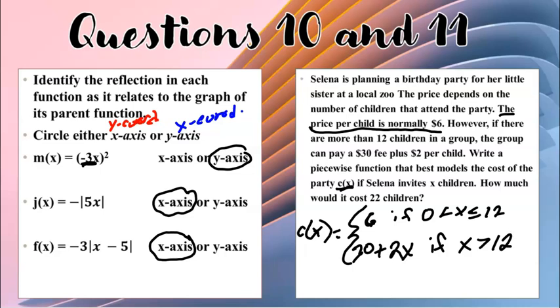Now we can use one of these functions to answer the question. How much would it cost for 22 children? So 22 is our x. So I look at my domains and figure out where 22 is located. 22 is greater than 12, so I would have to use this function to solve. So I would have 30 plus 2 times 22. So 2 times 22 is 44. 44 plus 30 would give us $74.